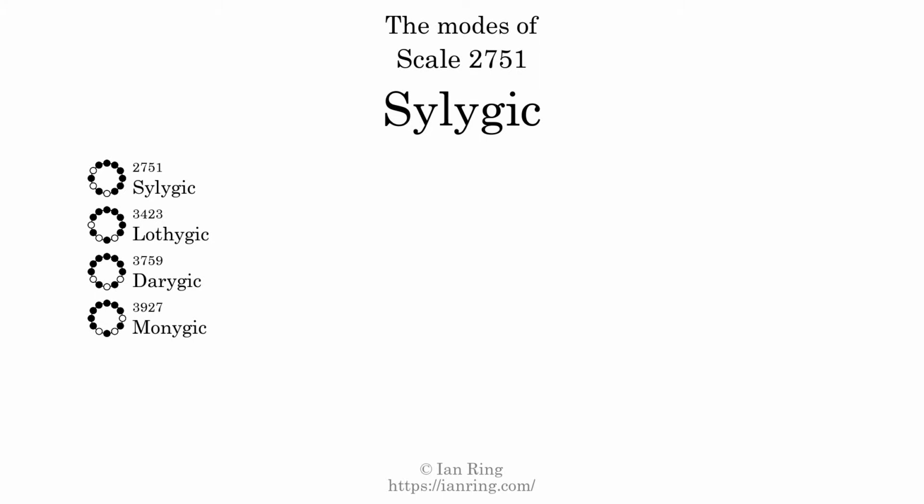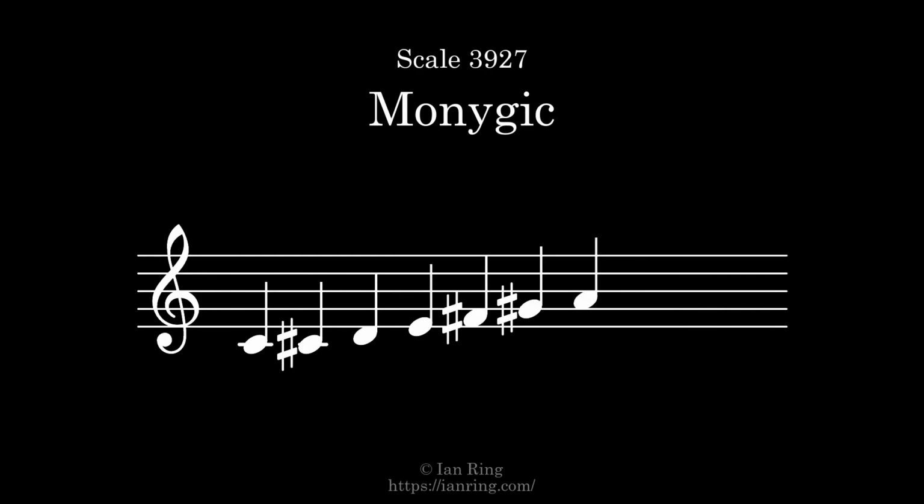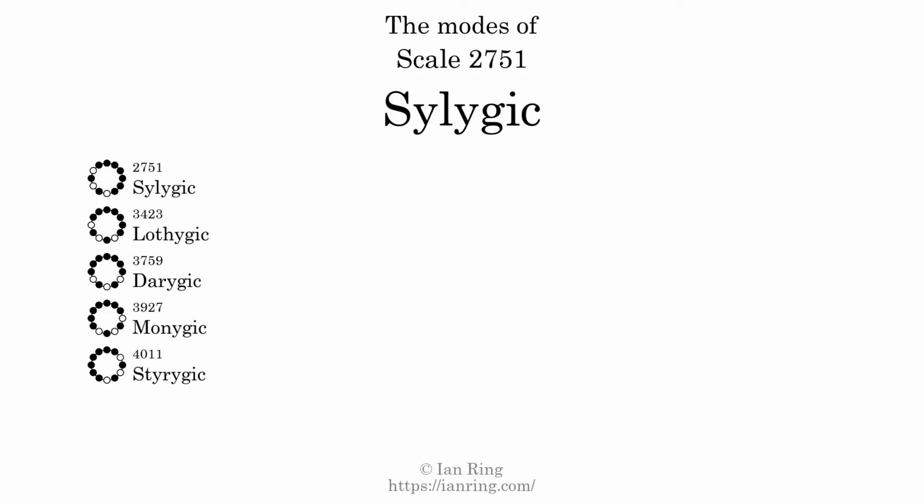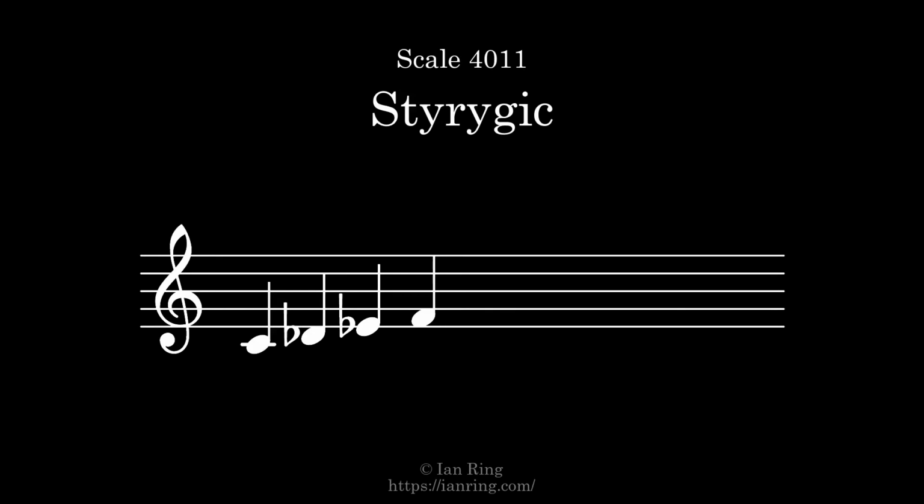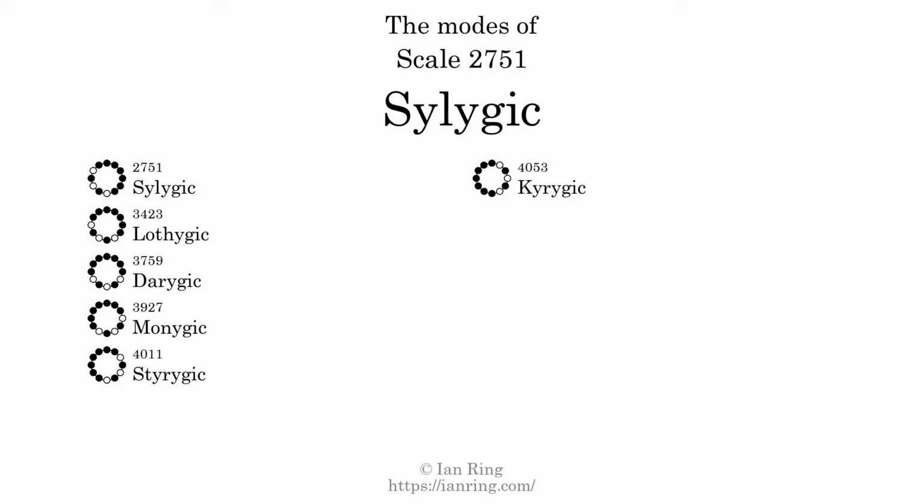The fourth mode is scale 3927, also known as monogic. It sounds like this. The fifth mode is scale 4011, also known as styragic. It sounds like this. The sixth mode is scale 4053, also known as chiragic. It sounds like this.